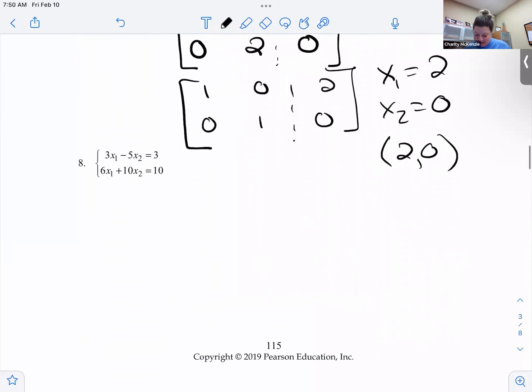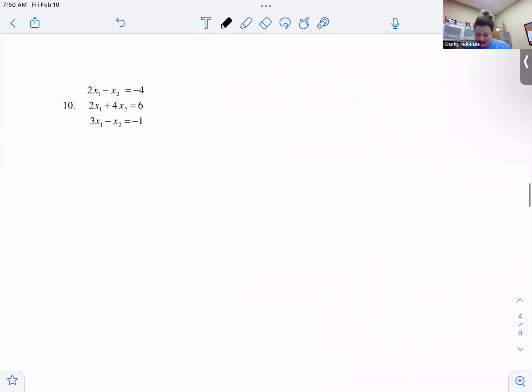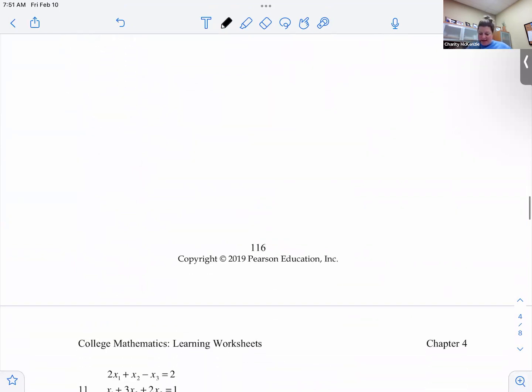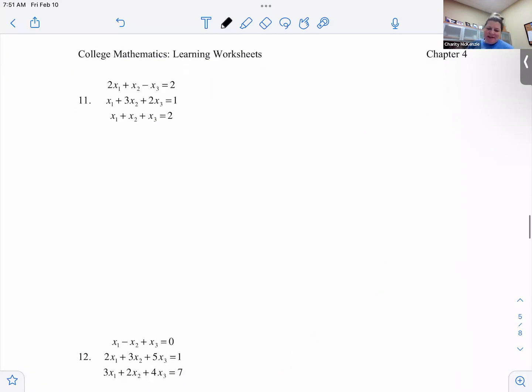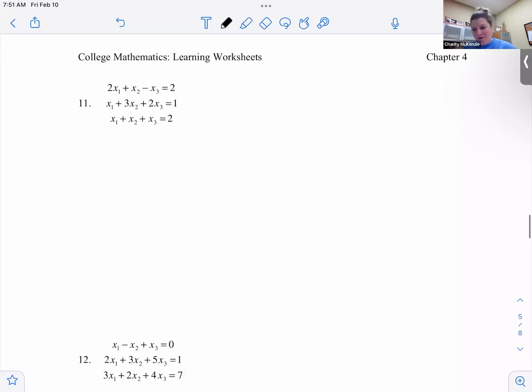Not really, because we've already done one of those. Okay, so I don't love 10 being the first 3 by something. So we're going to skip to 11, and I can show 10 after. It's just, 10 is not our normal form.